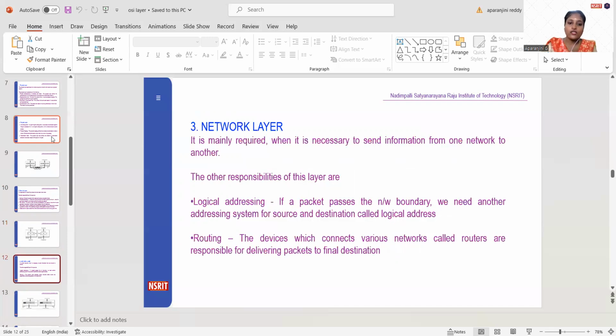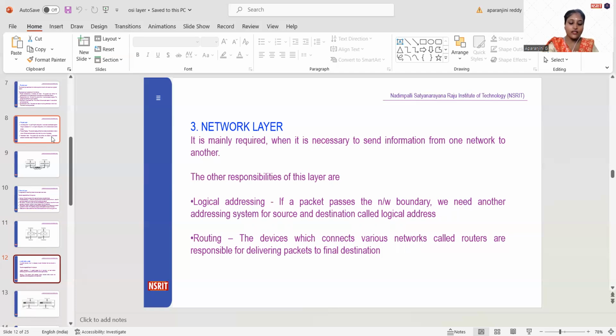The next thing we are going to see here is the network layer. It is mainly required when it is necessary to send information from one network to another network. The other responsibility of this layer is logical addressing. If a packet passes the network boundary, we need another addressing system for the source and destination, called the logical address. Next one is routing. The devices which connect various networks, called routers, are responsible for delivering packets to their final destination.